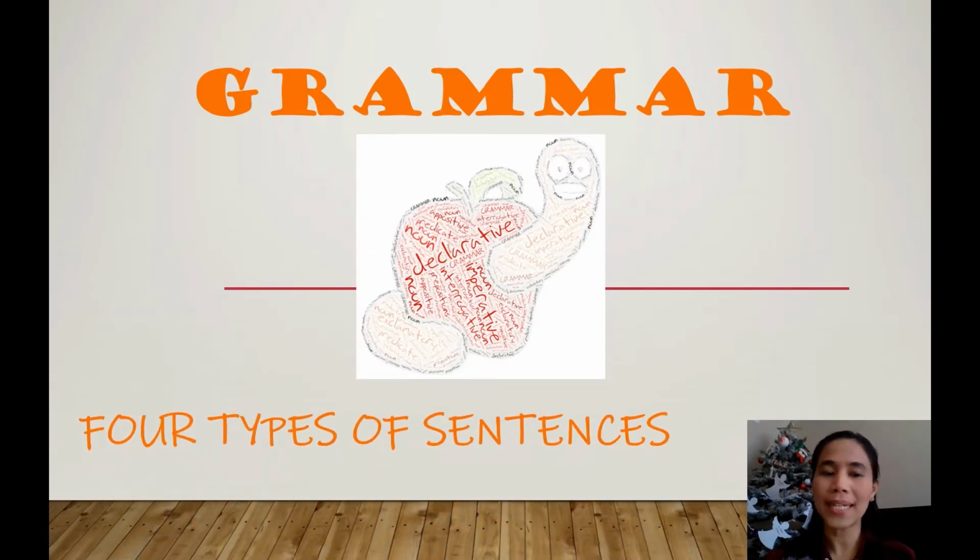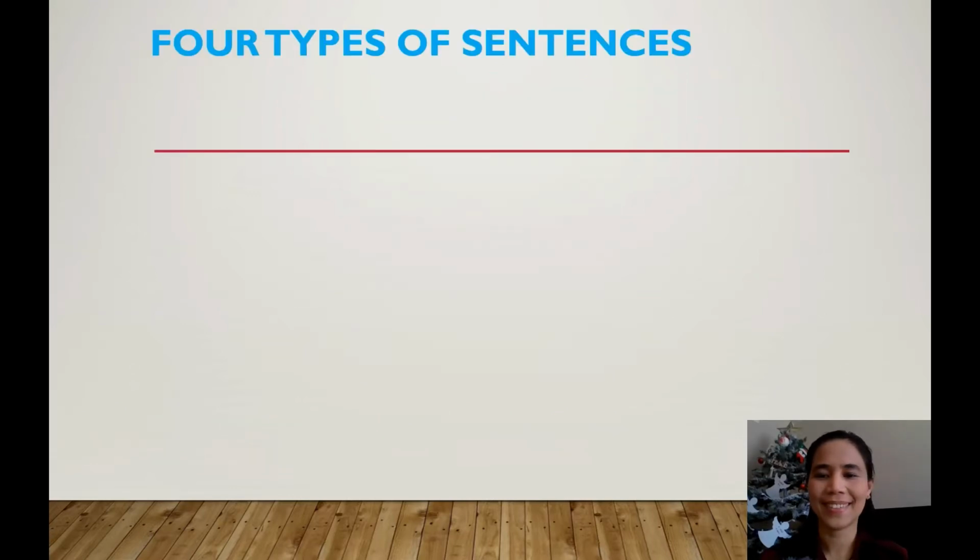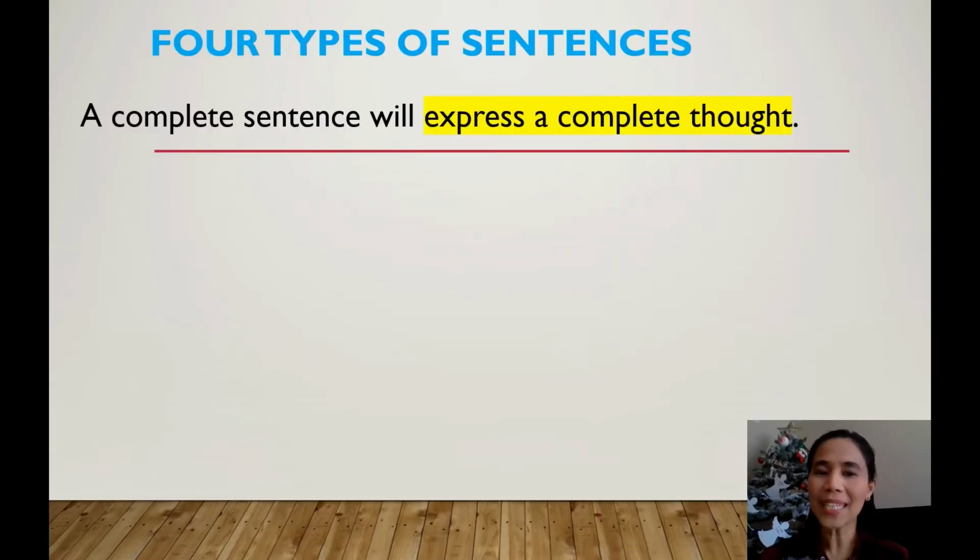So again, we will be discussing the 4 types of sentences. If you are ready, let's go. A complete sentence will express a complete thought. So what does this mean? Your sentence should have a subject and a predicate or a verb so that it will express a complete thought.